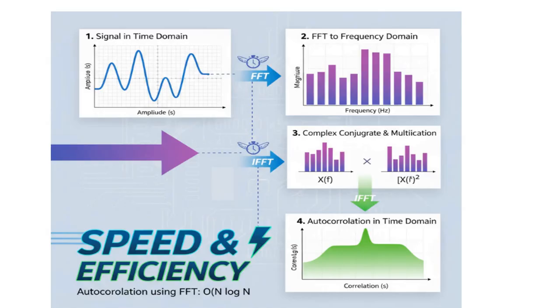And this is just a pictorial representation of what we have done in this program. So signal in time domain, then FFT to frequency domain, then we have complex conjugate and multiplication. We have autocorrelation in time domain. So here the benefits are speed and efficiency. Now we will execute the program.